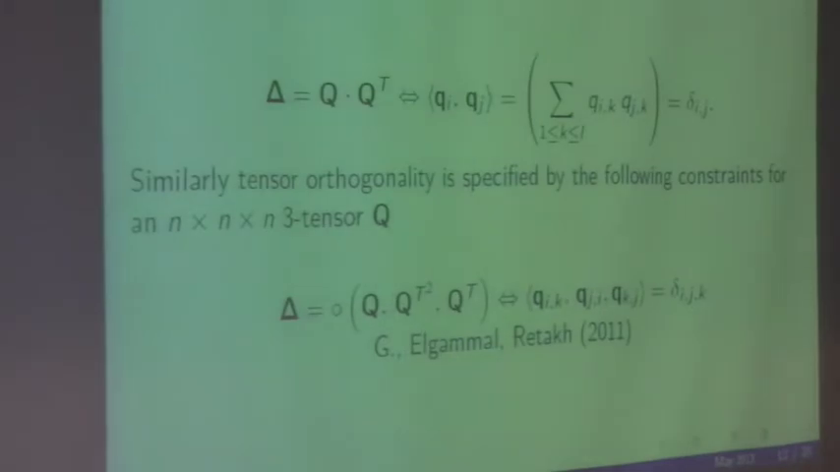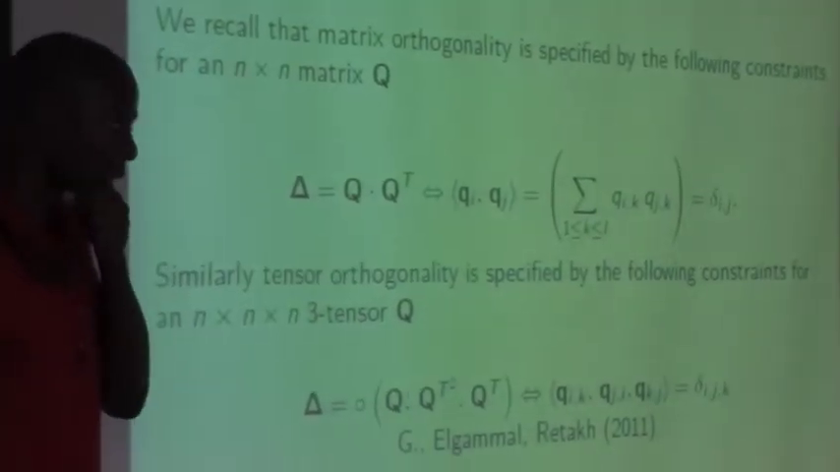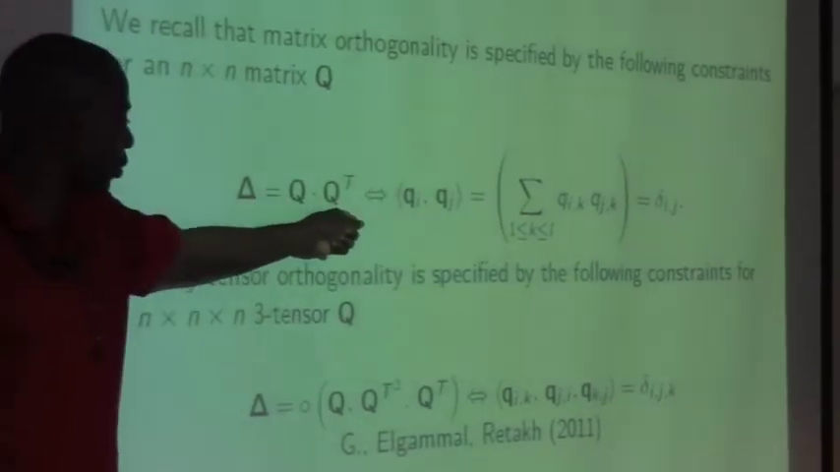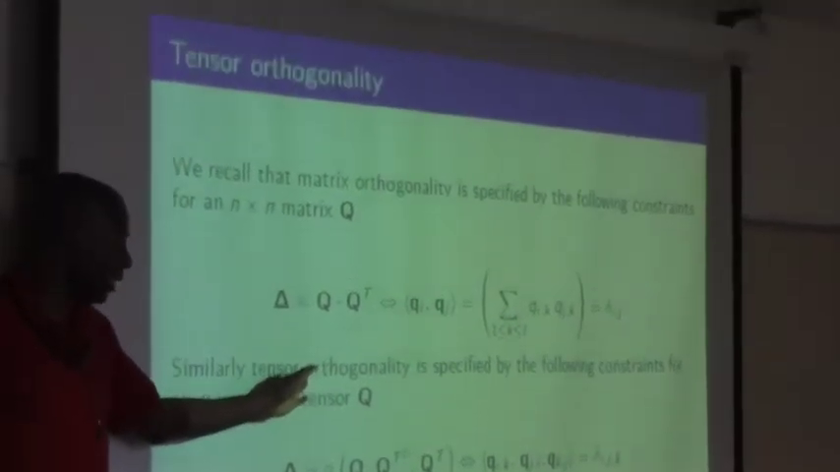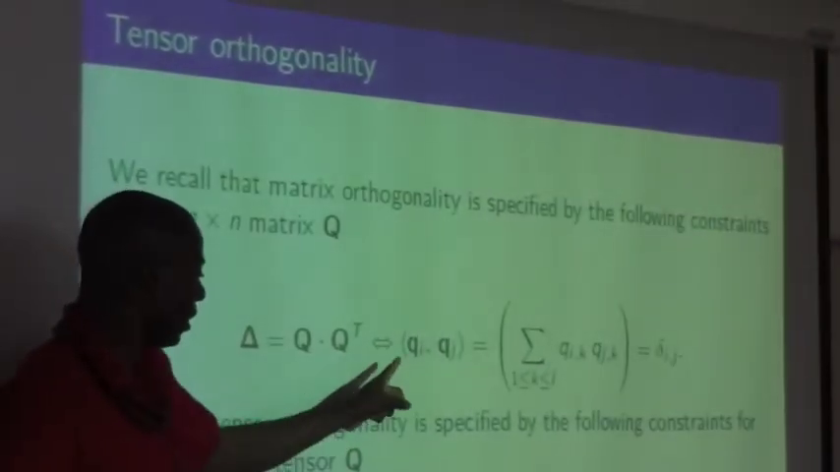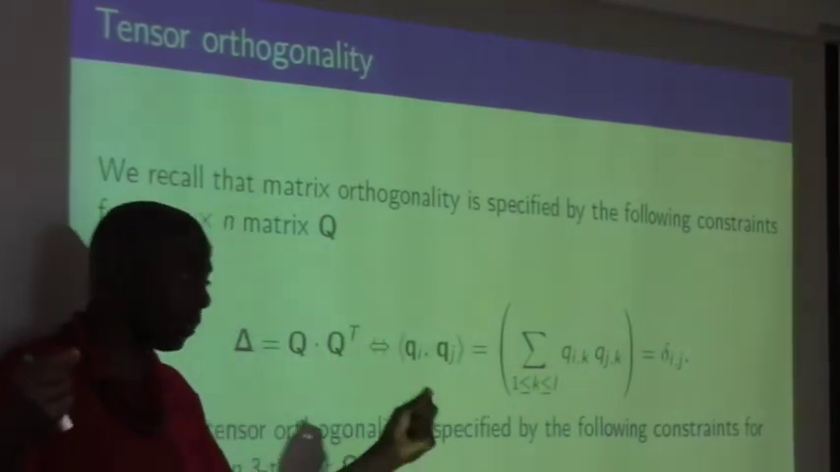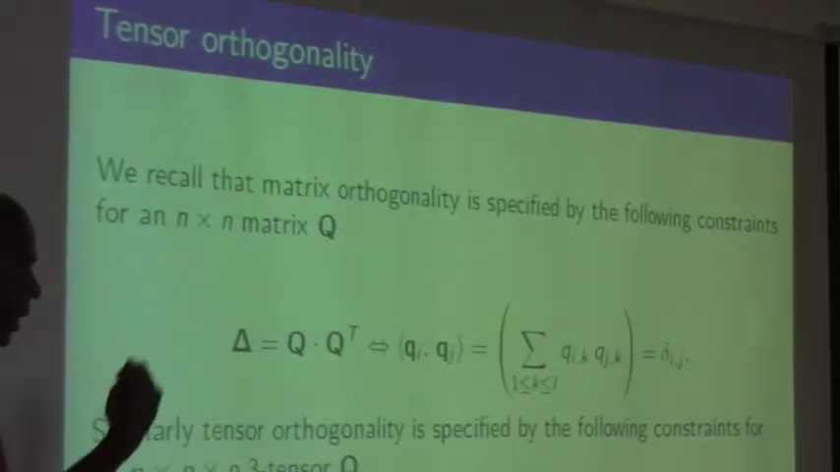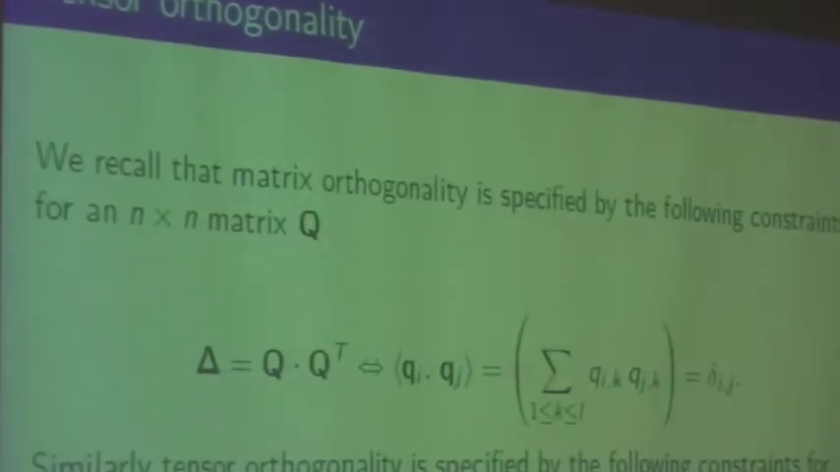So let's get orthogonality. For matrices, we say a matrix Q is orthogonal if Q times Q transpose is identity. It's the Kronecker delta. Another way of saying it is that I have a set of n vectors which do not correlate. If I take two distinct vectors, the correlation measure is 0. If I take the same, the correlation measure is 1. So how should we do this for tensors?